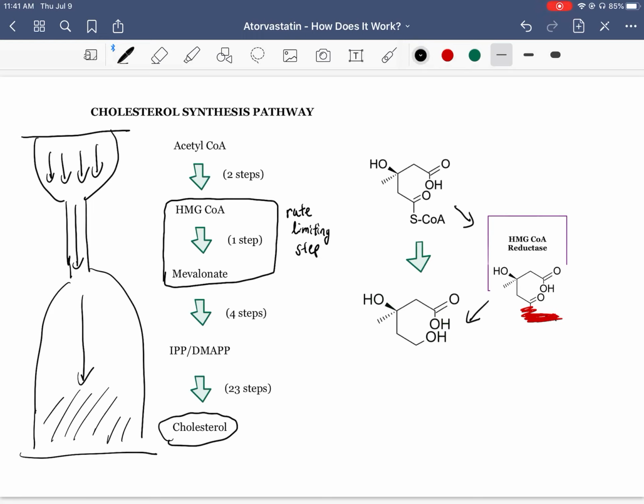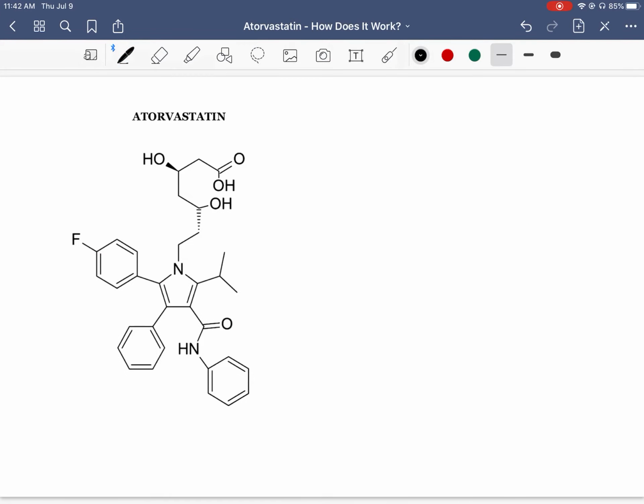Without this enzyme HMG-CoA reductase, the cutting process is severely hindered, and thus the rate at which HMG-CoA is converted to mevalonate is significantly slowed down, which in turn slows down the production of cholesterol. This is where atorvastatin comes in. Atorvastatin acts on the liver as the primary site of action and is a competitive inhibitor of the HMG-CoA reductase.